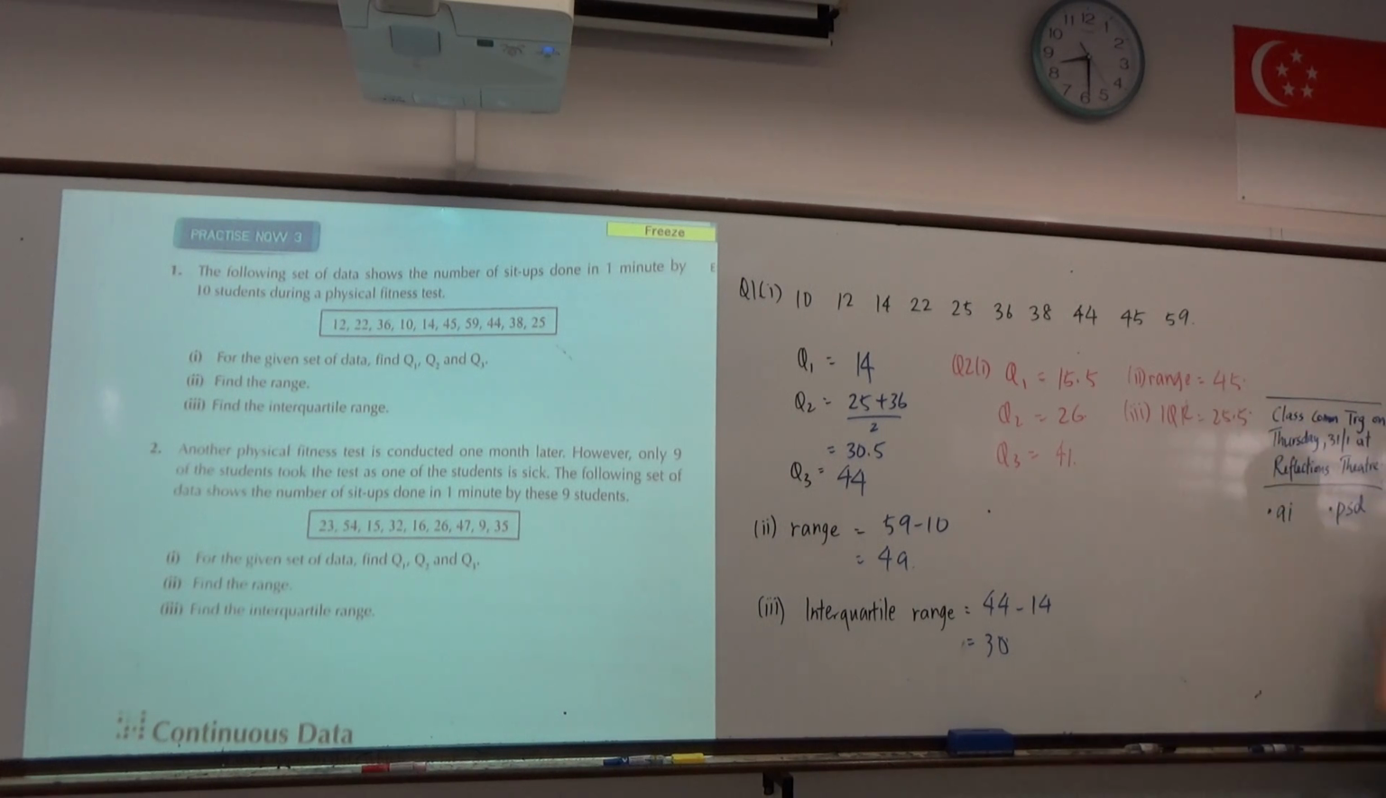Okay, in your working, please use the full word interquartile range. Don't use IQR. Okay, that one is just in short. It's not an accepted presentation. Any questions?